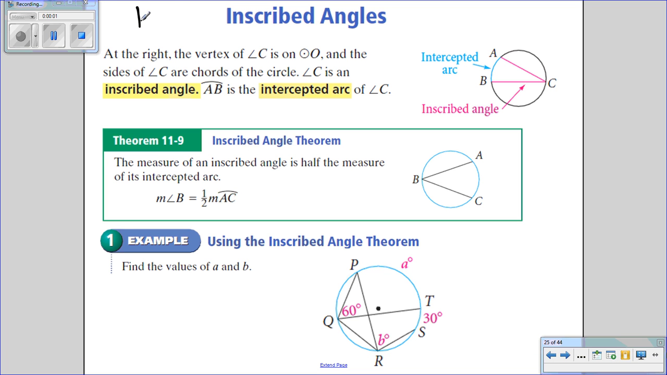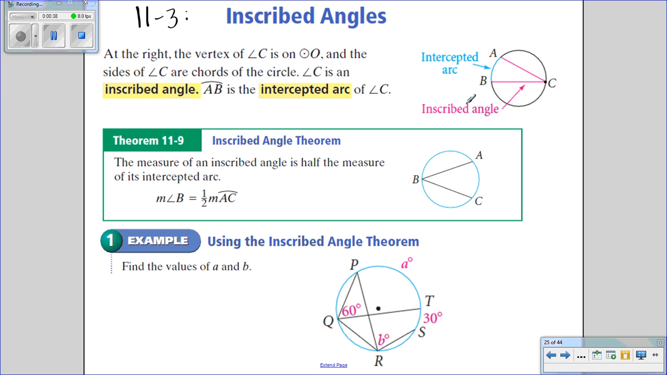Okay, in this section, which is 11.3, we're going to talk about inscribed angles. An inscribed angle is an angle whose vertex is on the edge of a circle. So this angle right here, angle ACB, is an inscribed angle because its vertex is on the edge of the circle. Now every inscribed angle has an arc that it contains. This is called the intercepted arc.